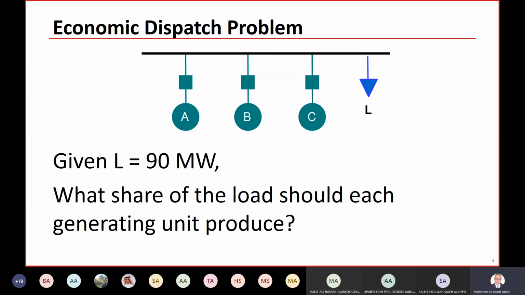Distance affects the dispatch. Of course, we prefer if you have a generator nearby. This is a bus, and here is another bus. You have generator 1 here, and you have the load here. If you have a generator here, G2, it is most preferred over G1 to supply the load. There are no losses here, it is the same substation.